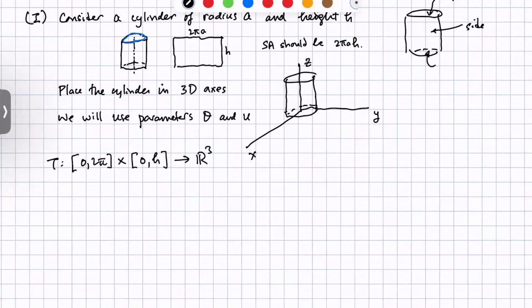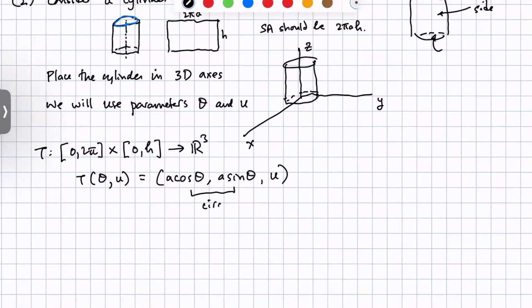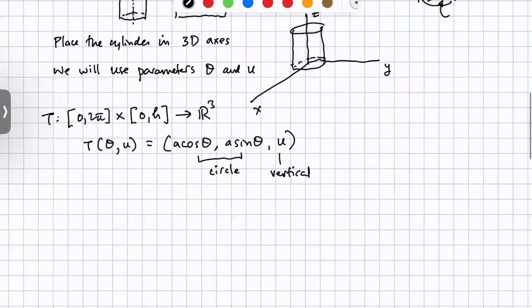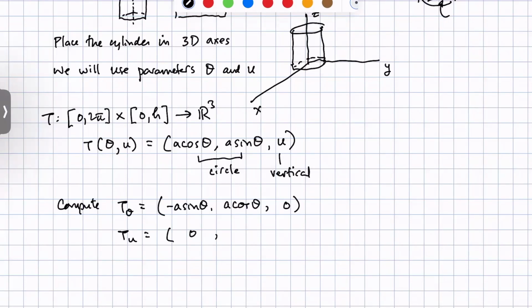What is my parametrization? T(theta, u) is equal to a cosine theta, a sine theta, and then u for the z-axis. This describes the circular part, and this describes the vertical part. Now we have T(theta, u). Let's compute the tangent vectors. T theta is minus a sine theta, a cosine theta, 0, and Tu is equal to 0, 0, 1.